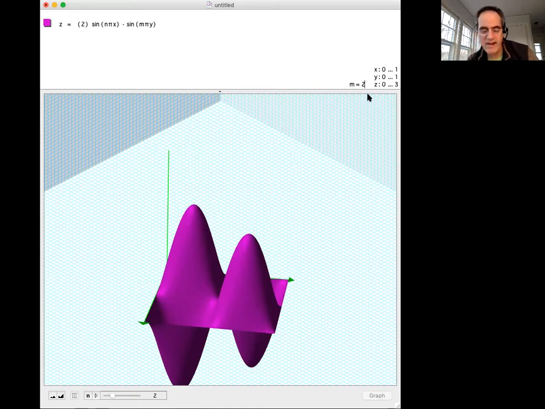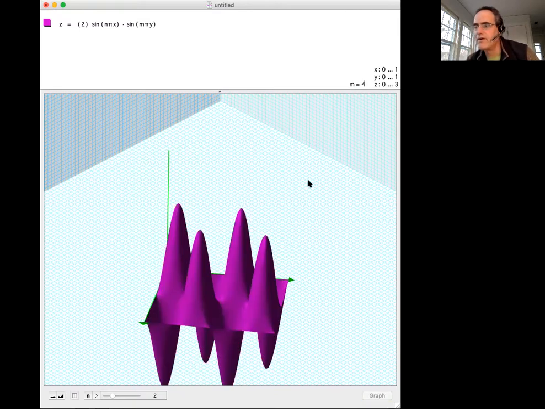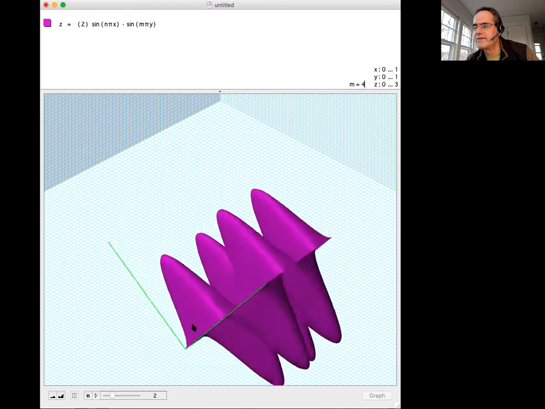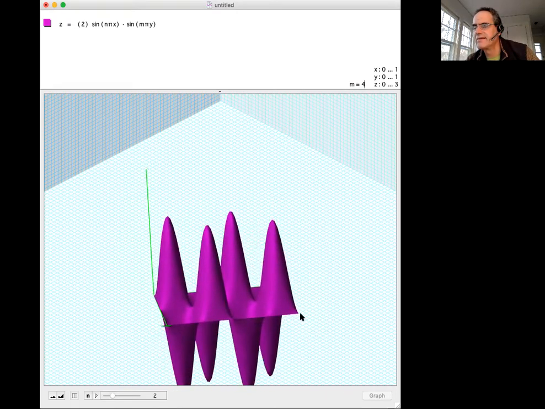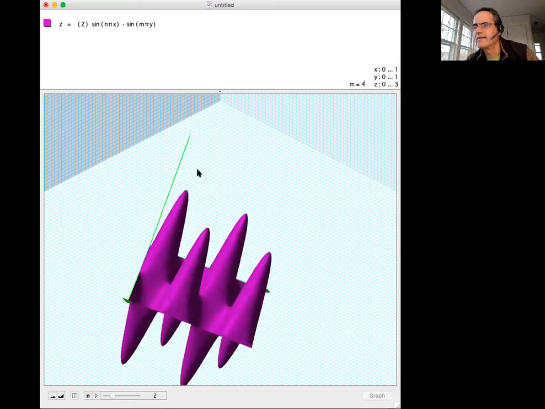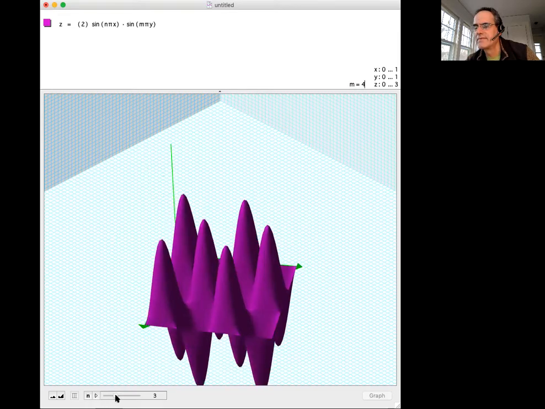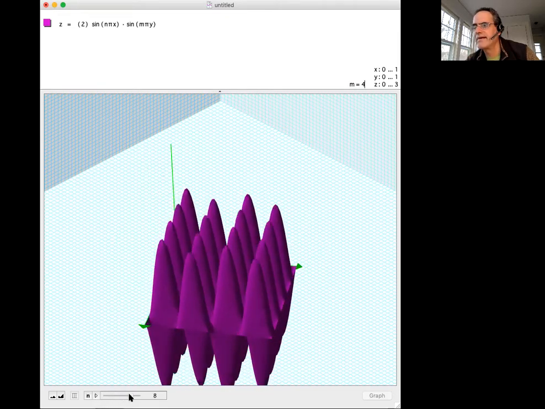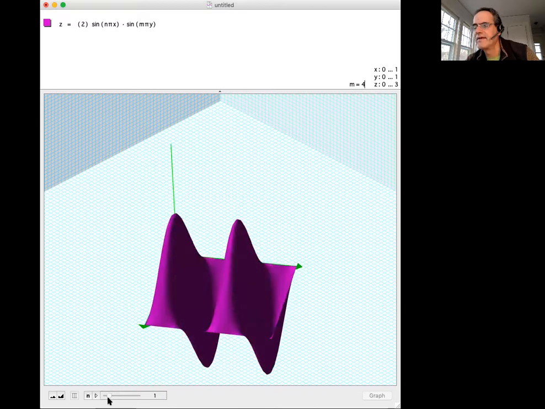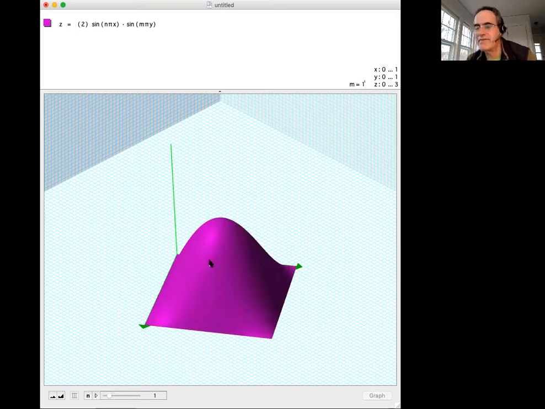Okay. We can have higher order ones too. How about ny equals 4 and nx equals 2? A little difficult to get this to do what I want. I think there we go. Or 3, or 4, or 5. Okay. And there we are back at the first one. So that's what the wave functions for a two-dimensional particle in a box look like. And you just have to use your imagination for the three-dimensional system.